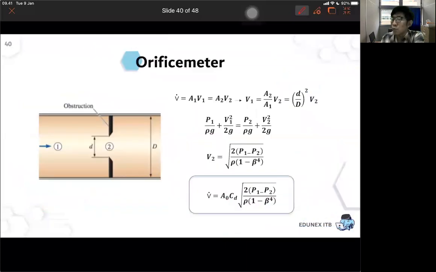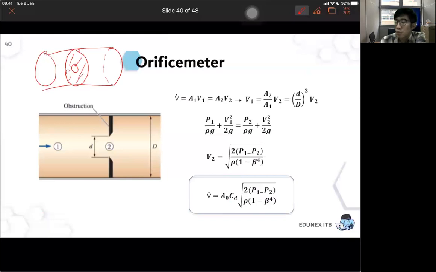Then we go to other types of flow measuring device. This is called orifice meter. So basically, if you see in the pipe, orifice is a plate that is placed inside the pipe. Then you will have a small aperture in the middle. So this one is the aperture.